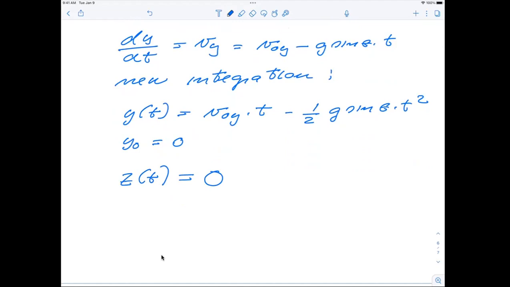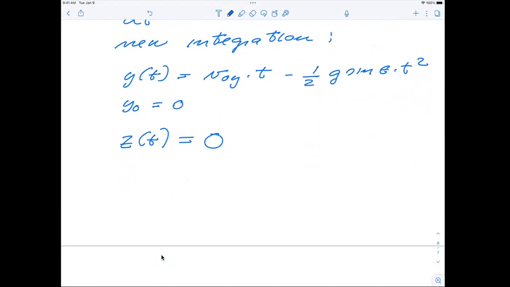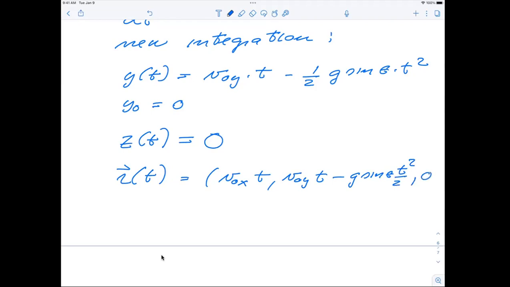And then you can ask yourself, what is the time it would require to reach the floor? But let's now write up this final solution as a vector, r of t. And this is going to be equal to v0x times t. And then we would have v0y times t minus g times sine of theta times t squared divided by 2, and 0.